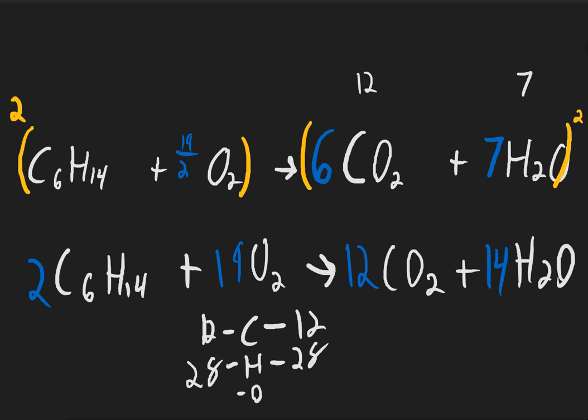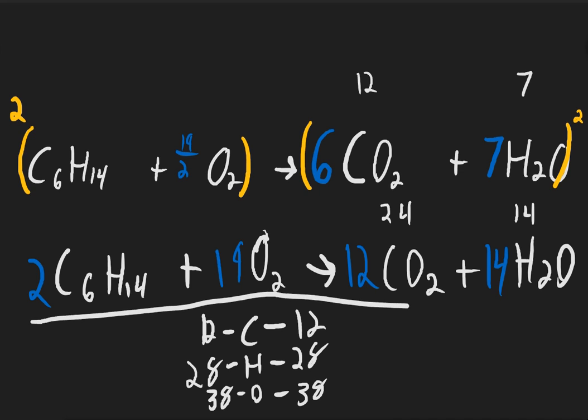And on the left side we have 19 times 2, which is 38 atoms of oxygen. Sorry, this looks like a U, that should be an O, oxygen. On the right side we have 12 times 2, which is 24, and 14 times 1, which is 14. 24 plus 14 is 38. 38 atoms of oxygen. So here is our balanced equation.